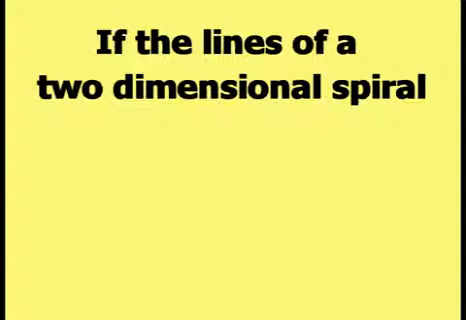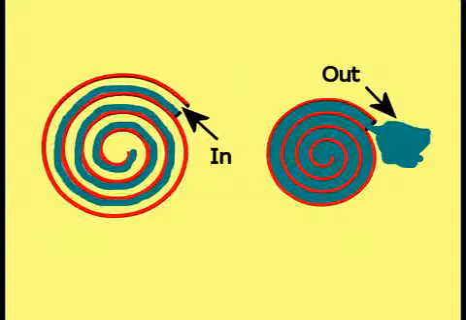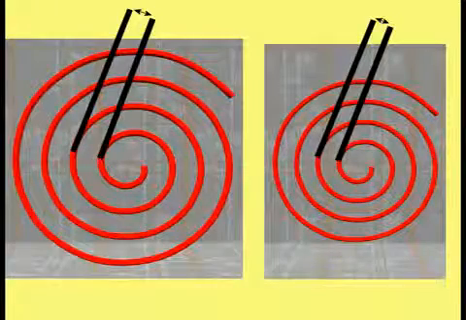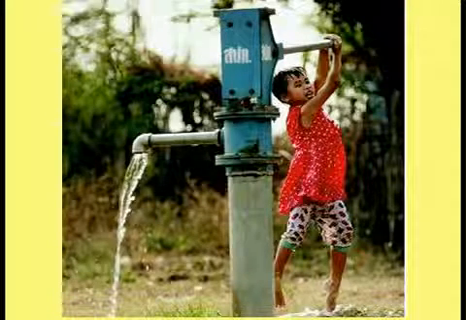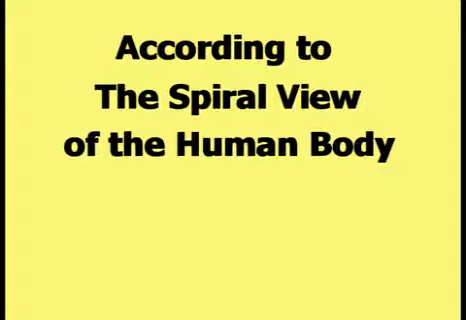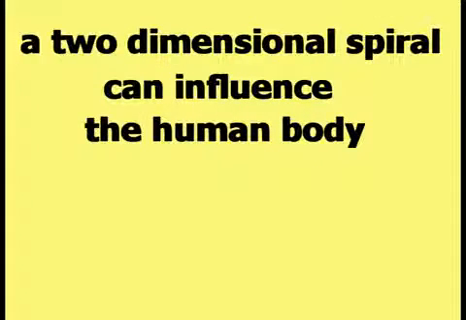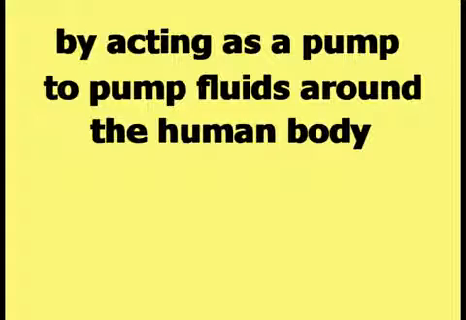If the lines of a two-dimensional spiral were continuously pressed in towards and pulled away from the center of the spiral, the movement of material in and out of the gaps of the spiral, caused by the changing gap size, is like the action of a fluid moving in and out of a pump. According to the spiral view of the human body, a two-dimensional spiral can influence the human body by acting as a pump to pump fluids around the human body.